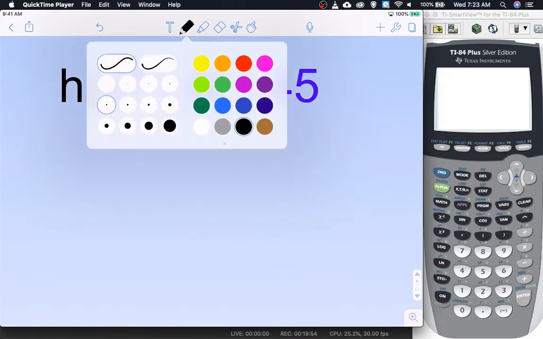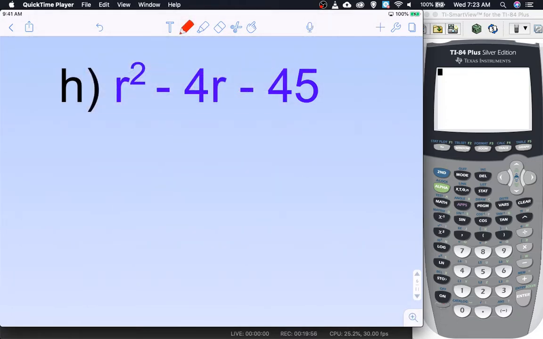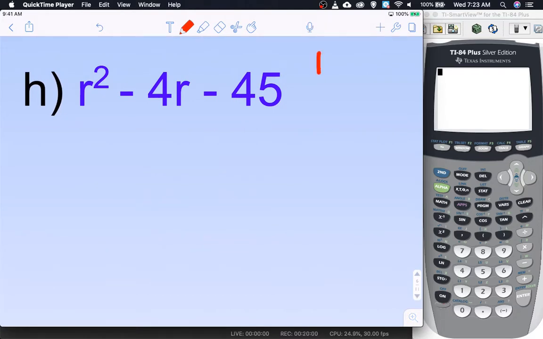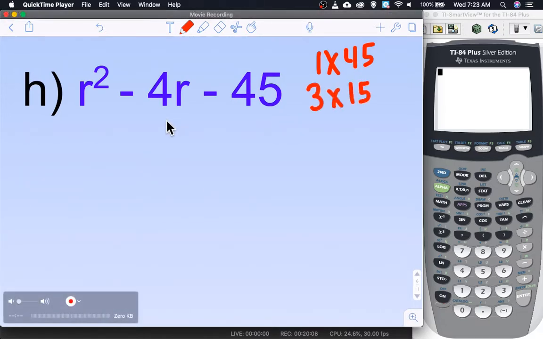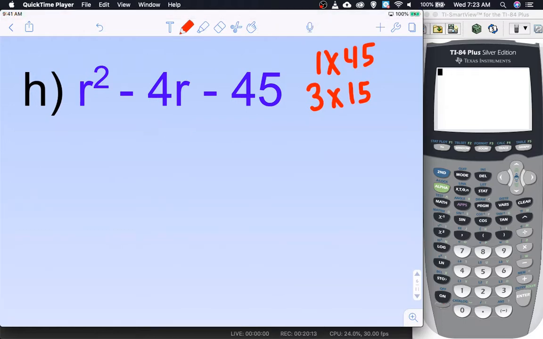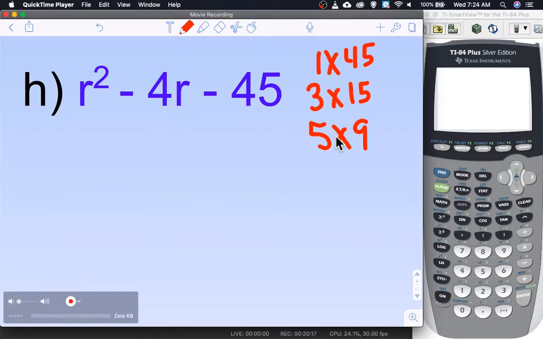Letter H. So let's see, factors of 45. We've got 1 times by 45. No, not 2, 3. 3 times by 15. Can a 3 and a 15 make a 4? I don't think so. Let's keep going. Does 4 go into 45? No. 5 times by 9. Look at that. 5 and 9 can make a 4. 5 times 9 makes a 45. I think we found it.